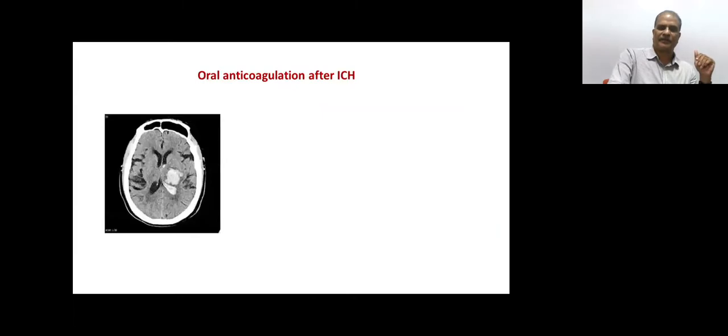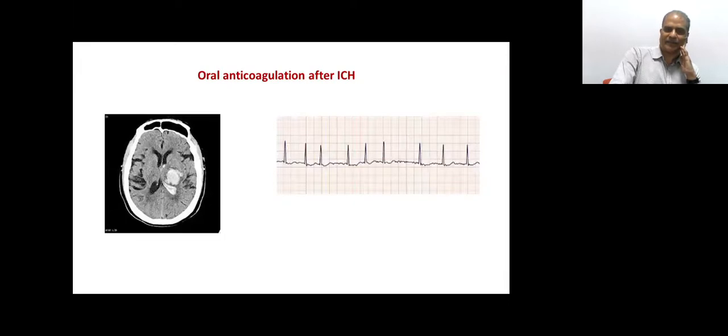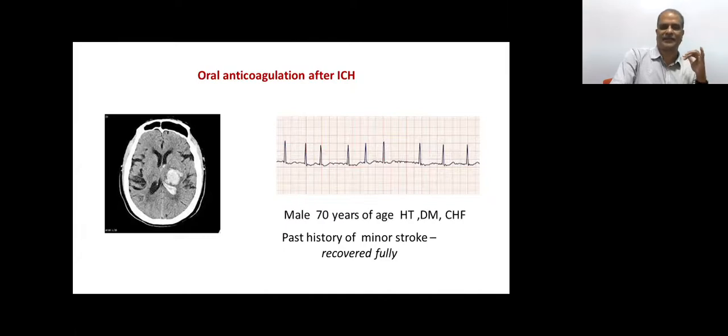Now, what about this scenario? Your patient has come like this to casualty, with very high BP, and basically has a bleed with an intraventricular extension. You do a routine ECG and it shows AF. And now you are asking the patient history. He's saying, yeah, he had a stroke in the past. He has fully recovered. And you check his CHA2DS2-VASc, it is very high. He's hypertensive, diabetic, 70. So when will you start oral anticoagulation?